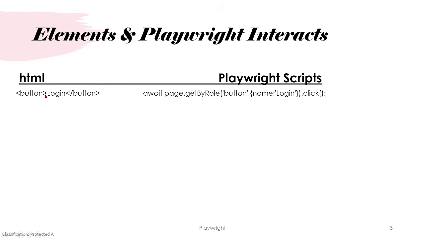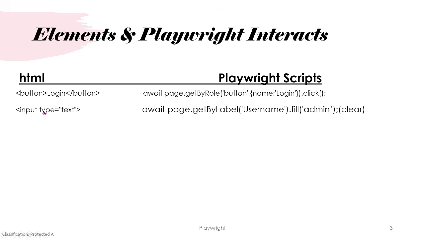On the page there is a login button. This is a Playwright script: await page.getByRole, the role is button, name is login, so click. Input text: this is a text box. await page.getByLabel, this is the username. Fill admin, or clear first and then fill.